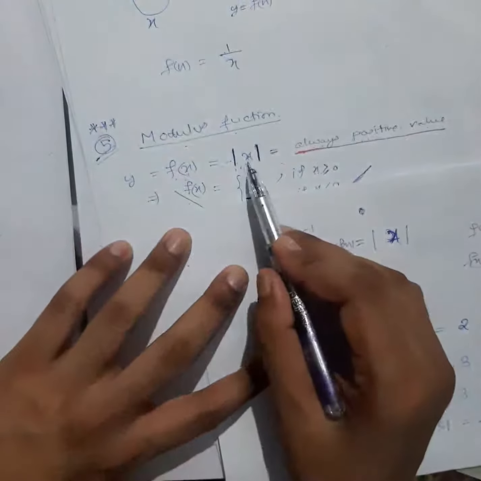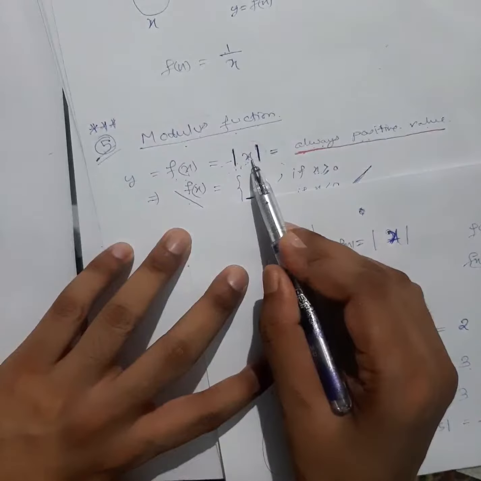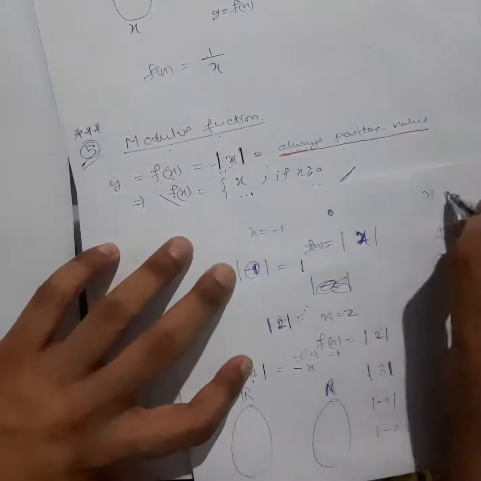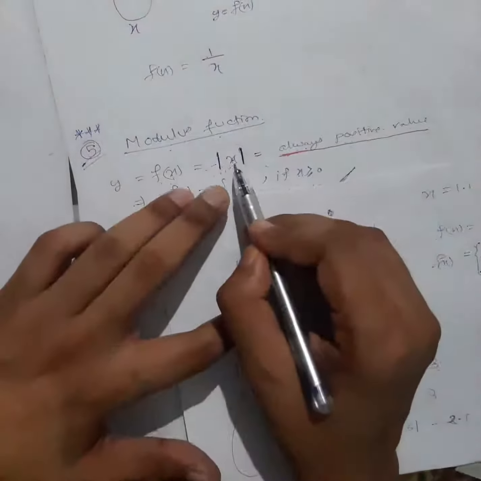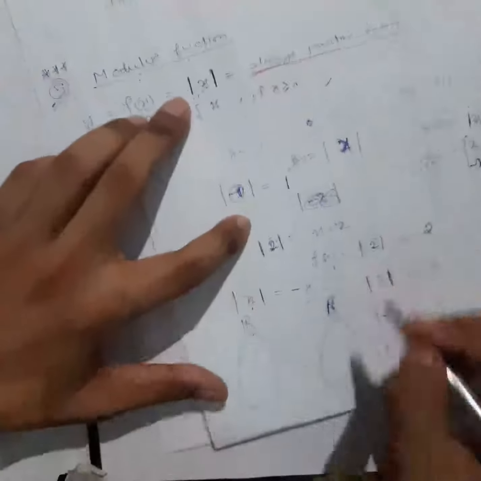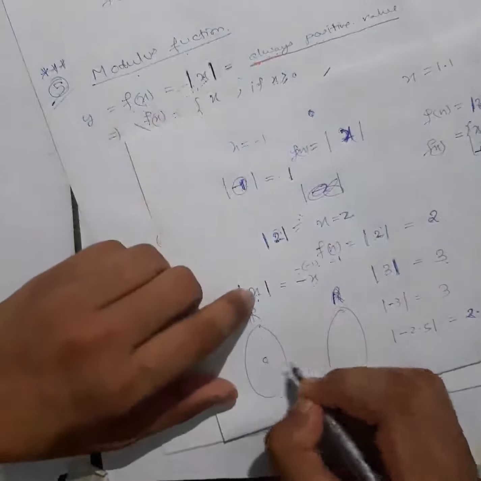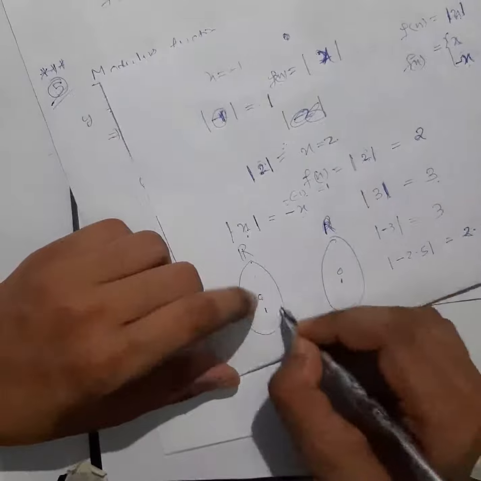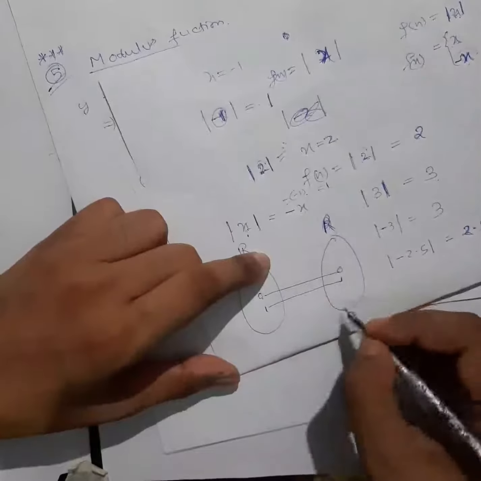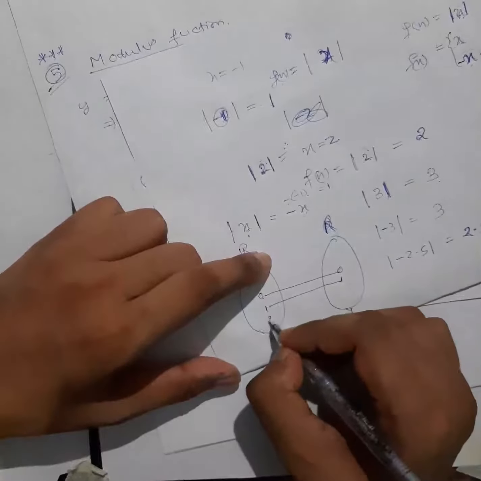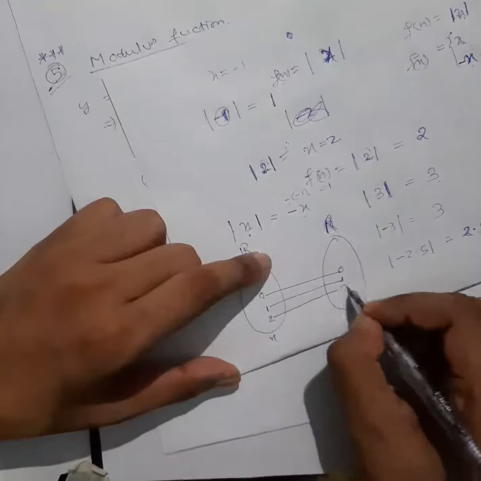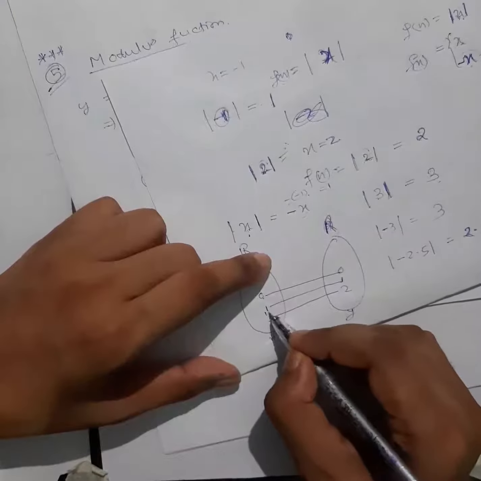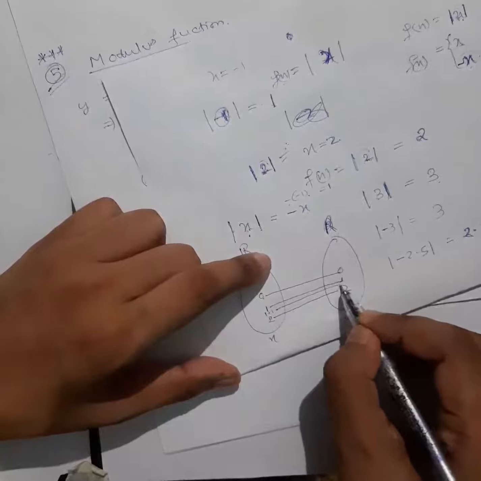Now see here, x I can take anything, 1, 1.2, 1.3, anything I can take, right? If I take x equal to 1.1, what will the output be? y will be 1.1 only, right? If I take x as 0, what will y be? 0 only. If I take 1, what will y be? 1 only. This is the image. This is y, this is x. If I take 2, this will be 2. If I take 1.1, then the image will be 1.1.